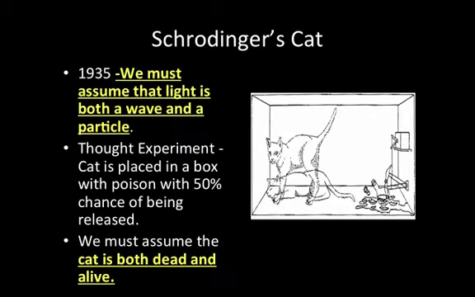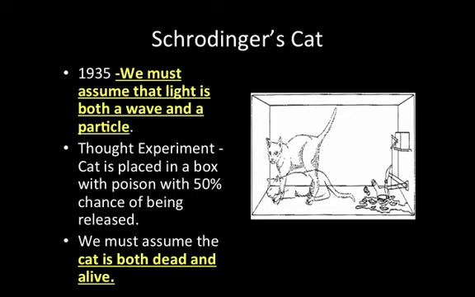How can something be both a wave and a particle? Well, in order for most of the stuff that we've learned about quantum physics to work, we have to assume that it's both. And a man named Schrodinger came up with a thought experiment that kind of helped scientists understand this interpretation of the quantum model. We must assume that light is both a wave and a particle.